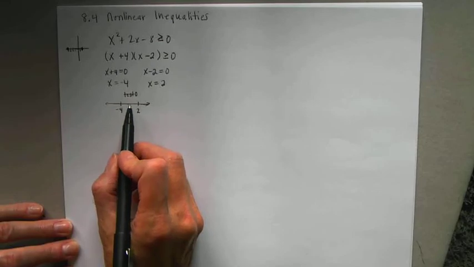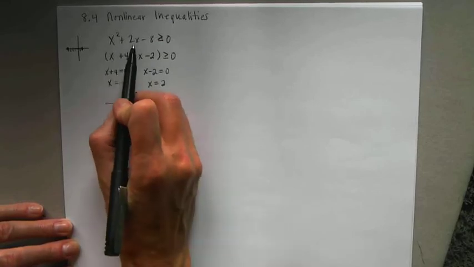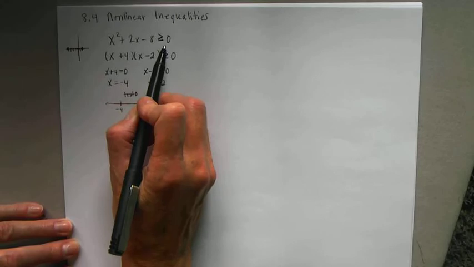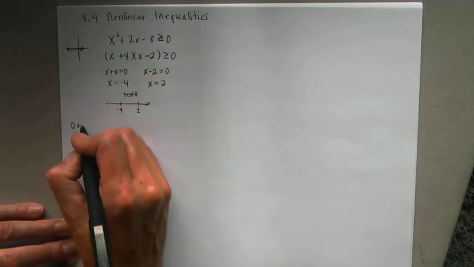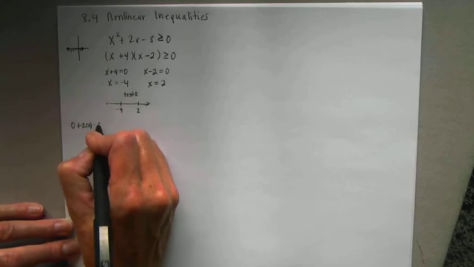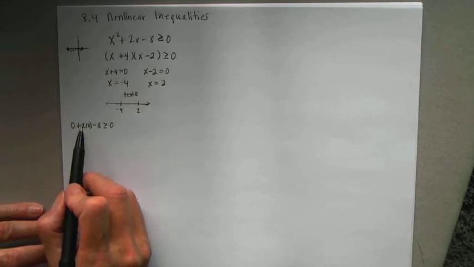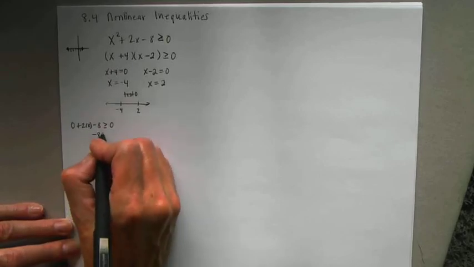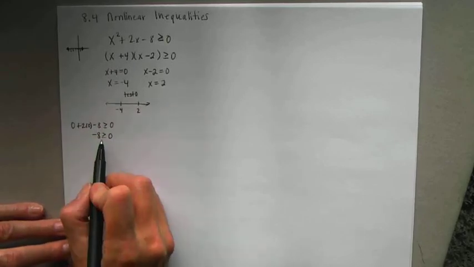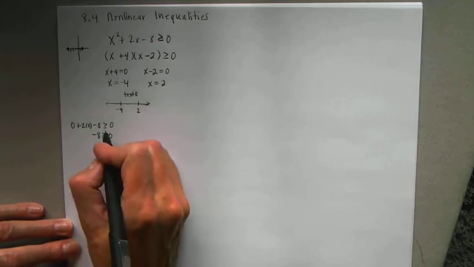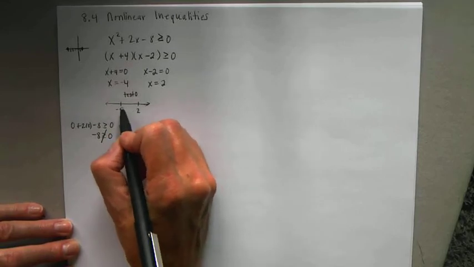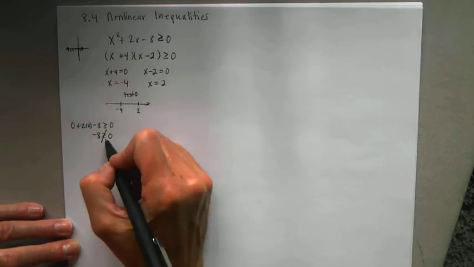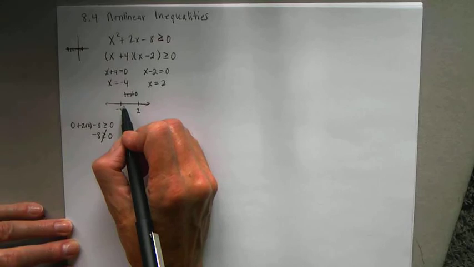And by test, what I mean is I'm going to plug it up here in my original and see if it's true. So if I plug 0 in right there, I get 0 plus 2 times 0 minus 8 is greater than or equal to 0. So this is 0, and all I have is -8. Is that greater than or equal to 0? No, it is clearly not. So that means every point in this interval will not be greater than 0. It's below the x-axis.